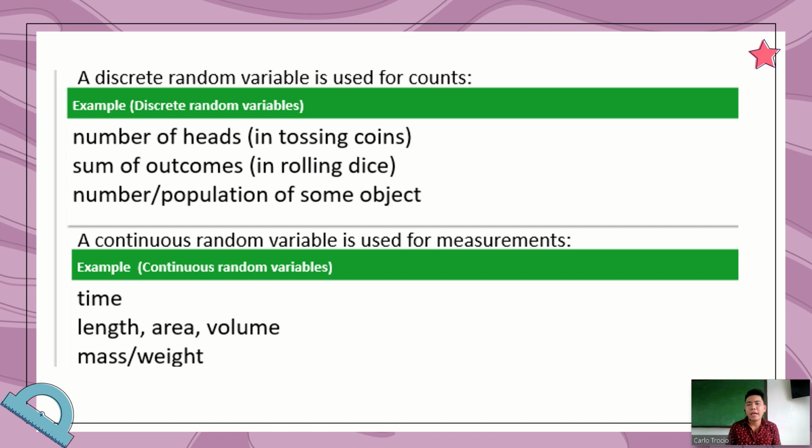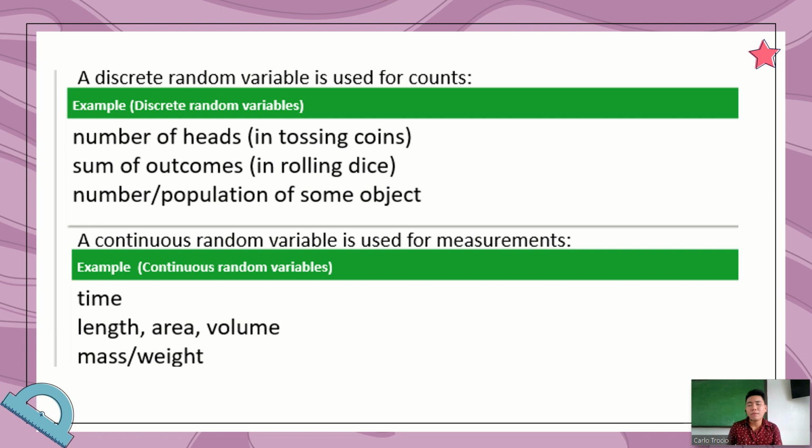For example, number of heads in tossing coins, sum of outcomes in rolling dice, number of population of some object. For example, in your household, there are 4 members in the family: your mother, your father, you, and your younger brother. So you only have 4. You cannot say there are 4.5 members of the family, because you cannot have a decimal. So that is not an example of a discrete random variable.